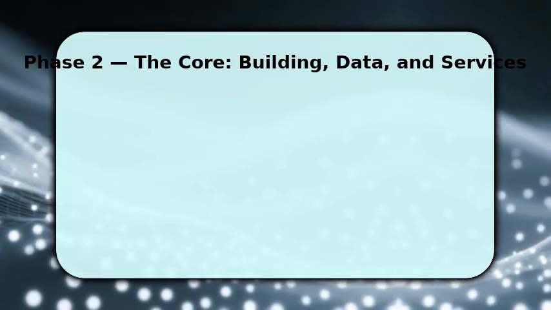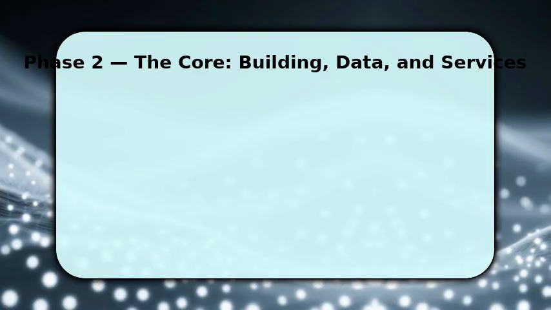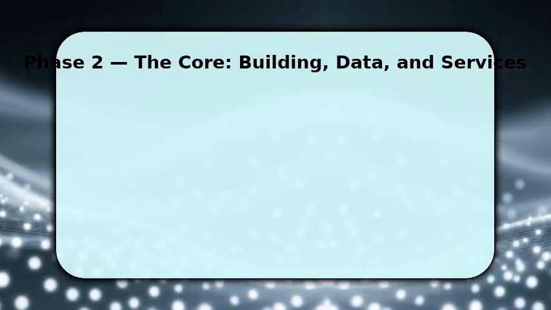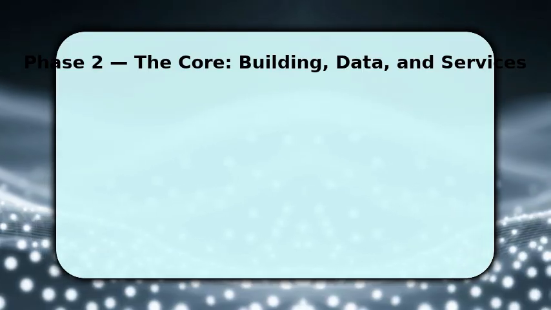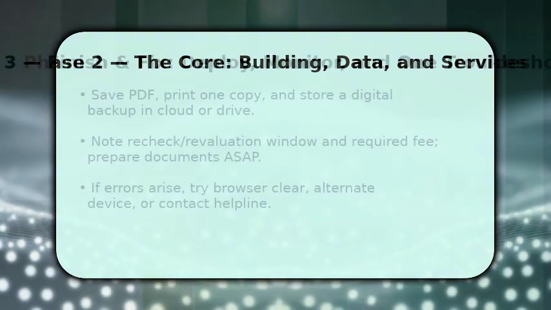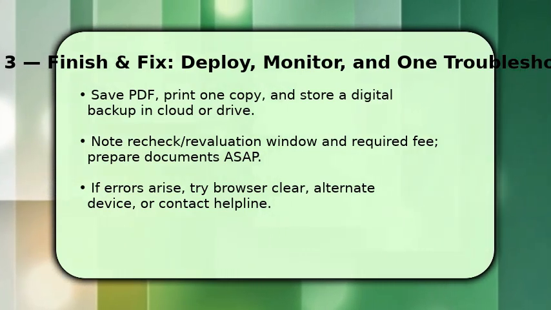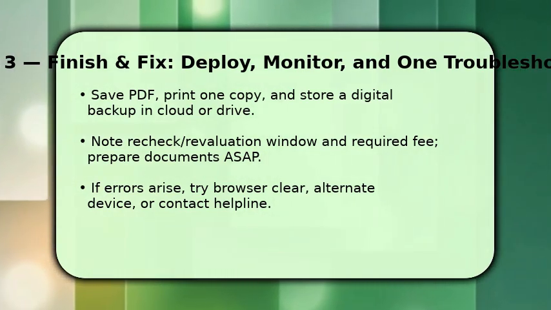Once results display, scan subject marks, totals, and pass or fail status. Download the PDF for an official copy. If percent or grade looks off, double-check the roll number before moving on. Finish by saving the PDF and printing at least one copy. Then upload a backup to cloud storage so you retain proof.